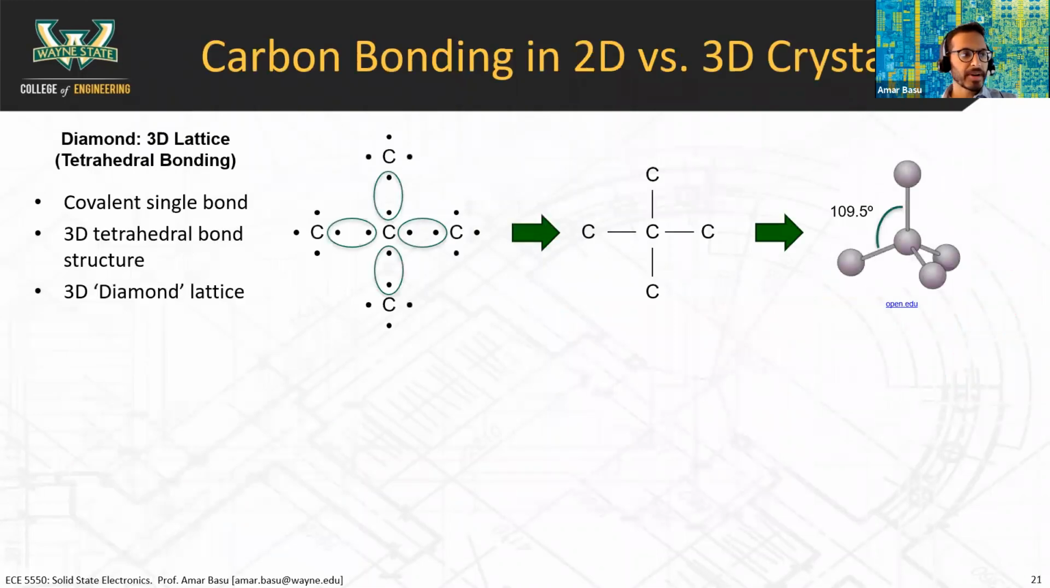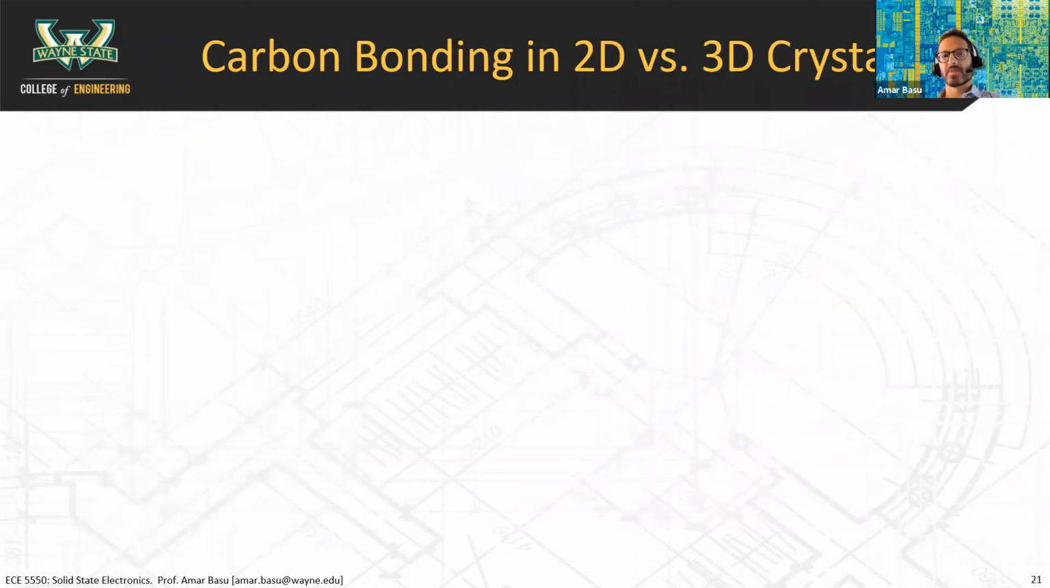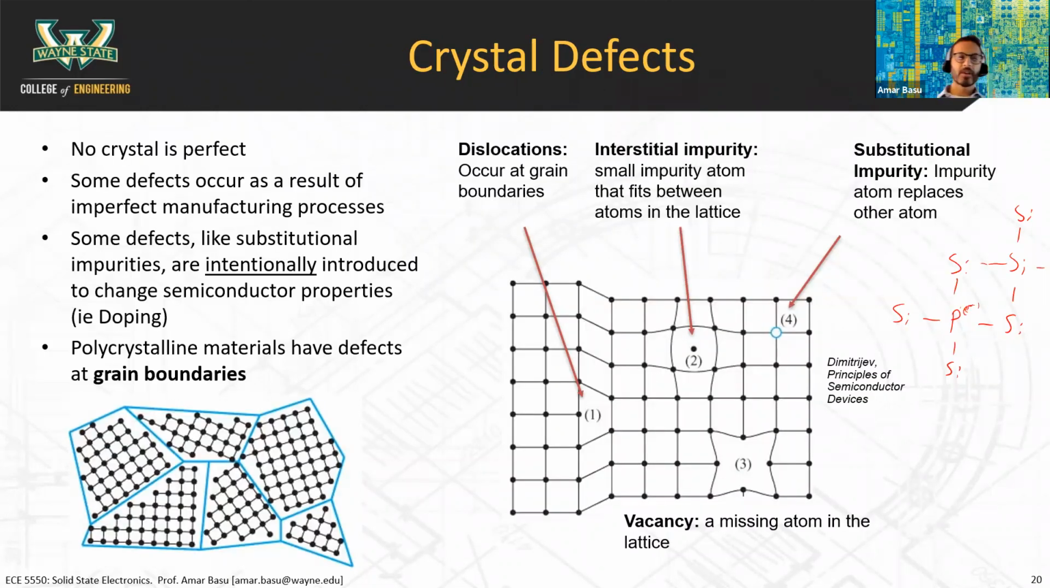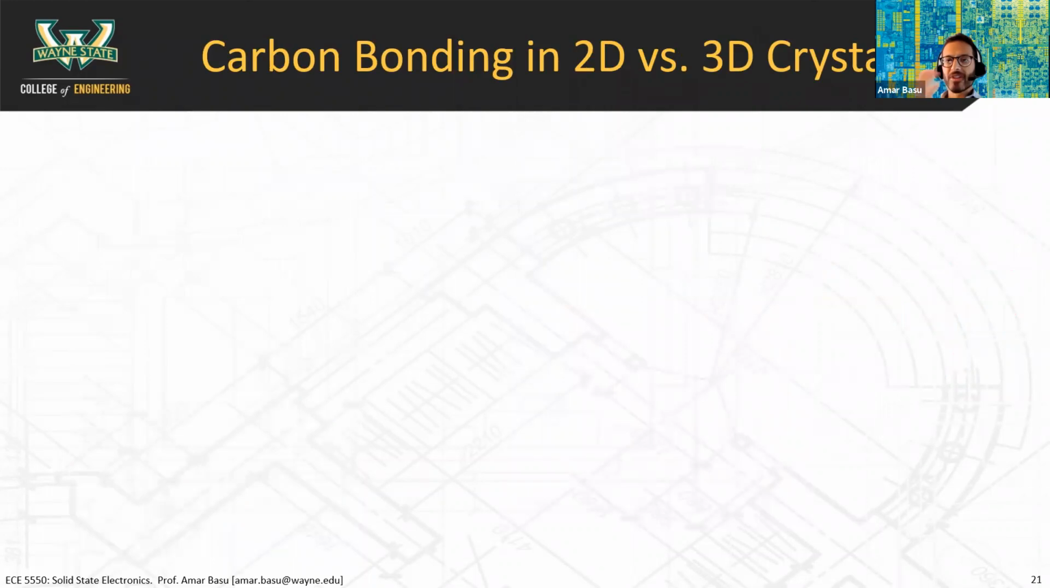All right, let's talk about carbon bonding in 2D versus 3D crystals. Where are we going here? We spent a lot of time talking about 3-dimensional crystals, and that's been the mainstay for the past several decades. But what's become important and interesting in the last 10 years is the idea of 2-dimensional electronics. All right, so we're going to start off by talking about how bonding looks different in 2-dimensional materials versus 3-dimensional materials.